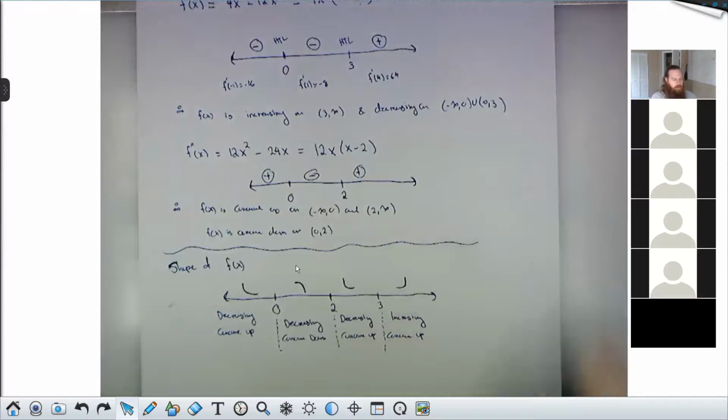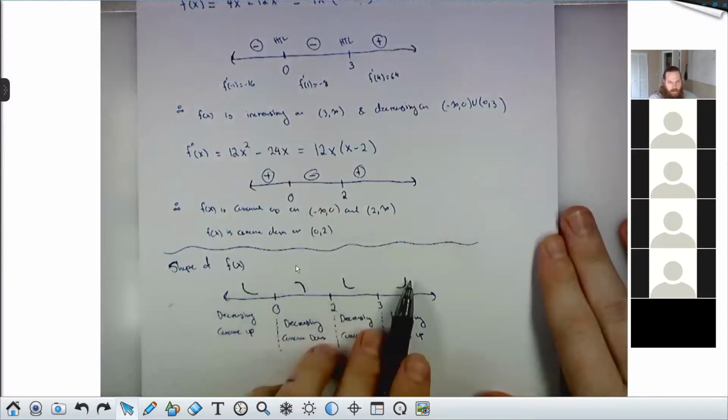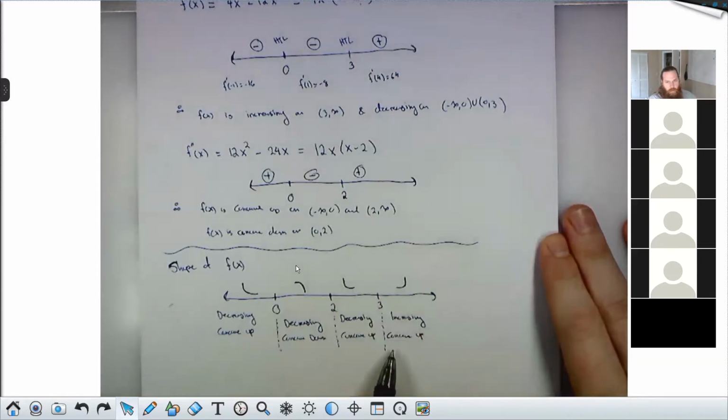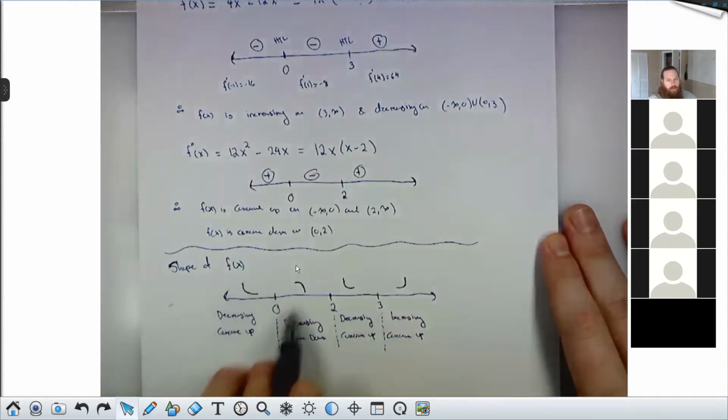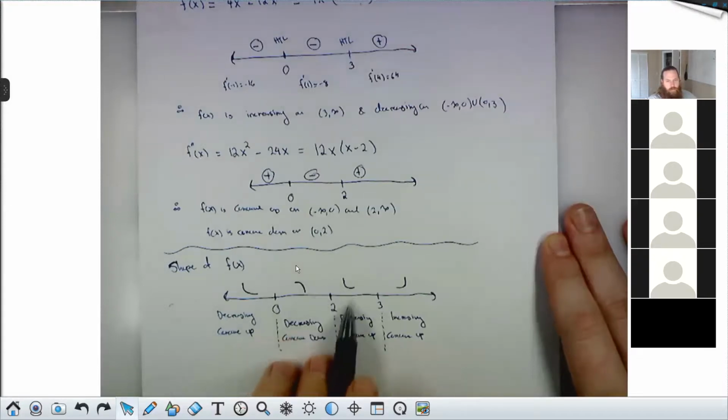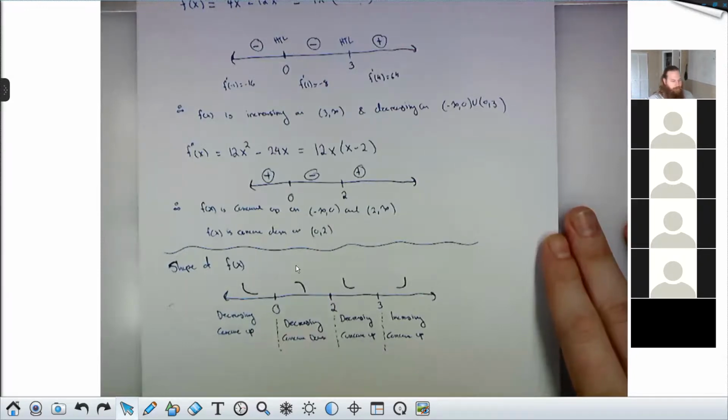And if you think about stitching pieces of graphs together that have these shapes, you see that right here at 3, I had to have a local min because I go from decreasing to increasing. Here at 0, something else happened. This is called an inflection point because you go from concave up to concave down. We also have an inflection point at 2 because we go from concave down to concave up.